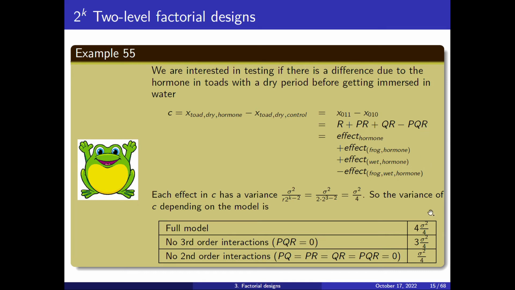And if it doesn't exist, then we are left only with 3 terms. So the variance of these comparisons is 3. And let's say that we don't estimate the second order interactions. We are left only with the model of main effects. Then this is the variance. So we see that depending on how many parameters we estimate in our model, we have more or less variance when we are making this comparison.